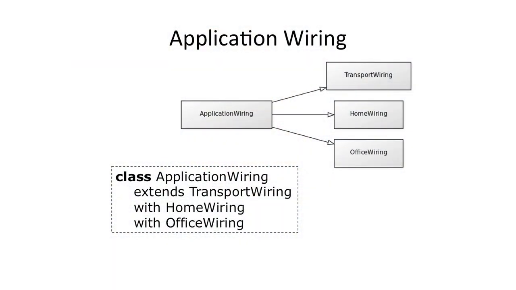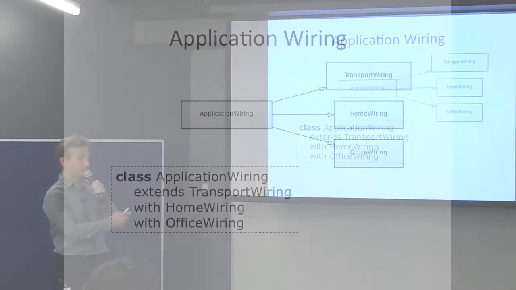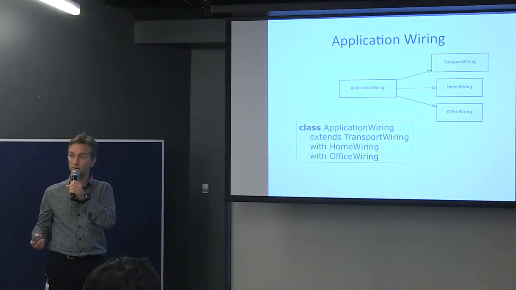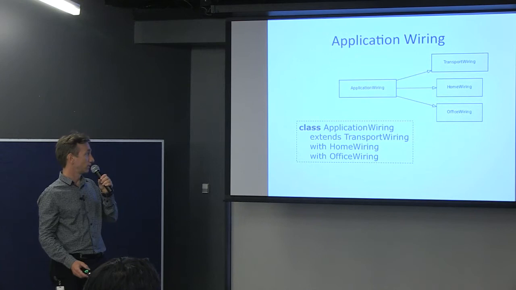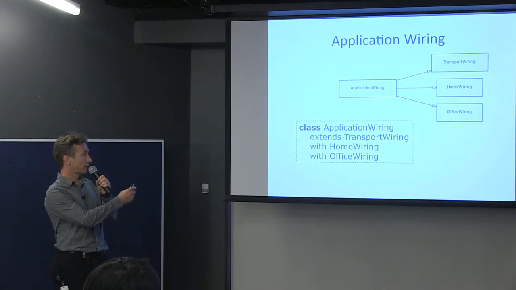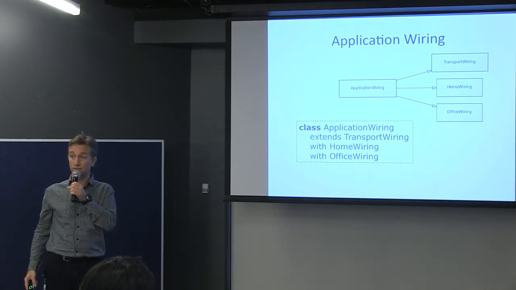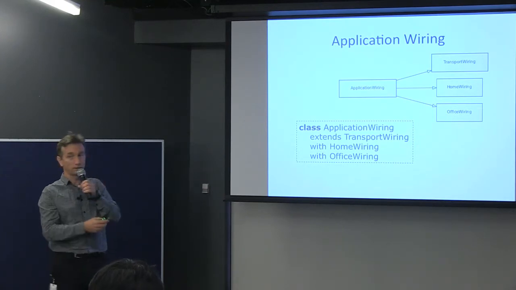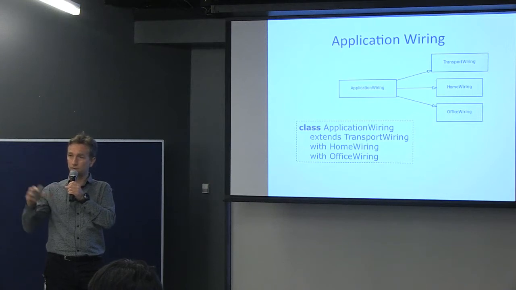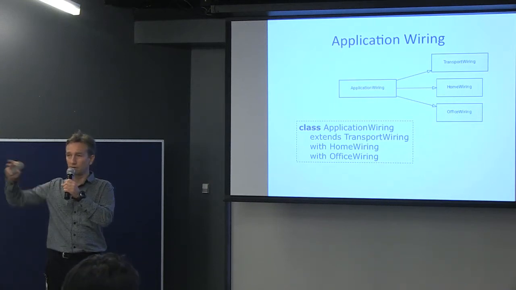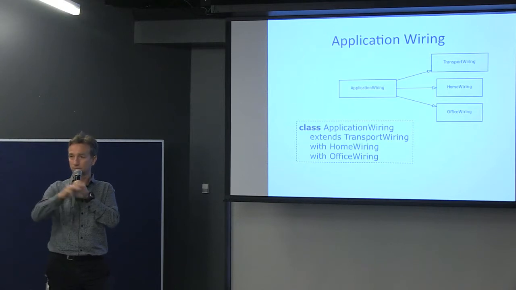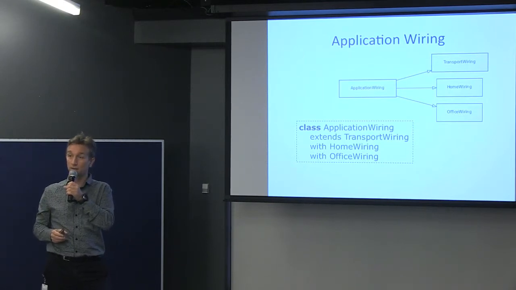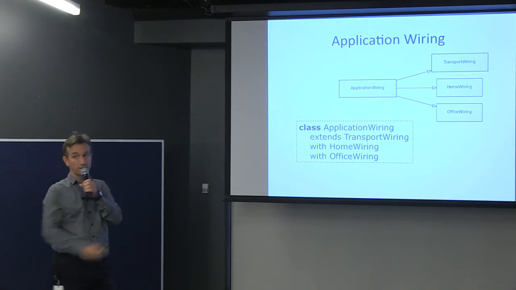And finally, application wiring. This is where finally we have a class as opposed to a trait right at the top, so we can actually instantiate it. So if this compiles, that means we have fully wired the whole application. Your top class in the system may have a whole long list of all the things you want to wire together. Each of these, like transport wiring, home wiring, office wiring, may be just modules of sub-wiring that you're putting together. So you might have all your database wiring in one place, all your event bus wiring in another place, and you want to bring it all together finally in the application wiring.